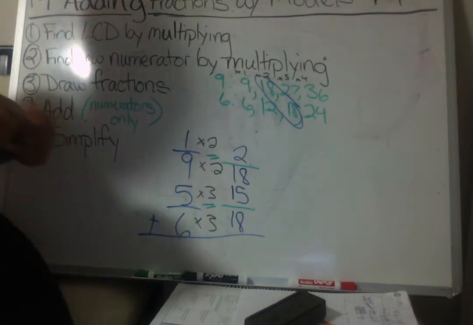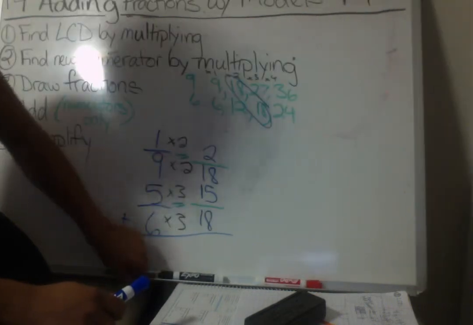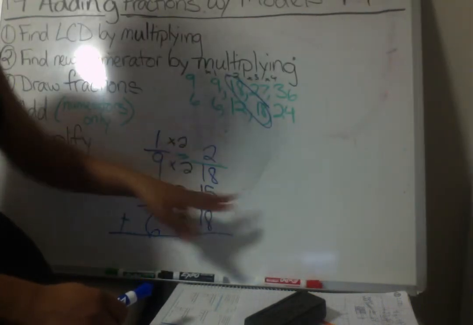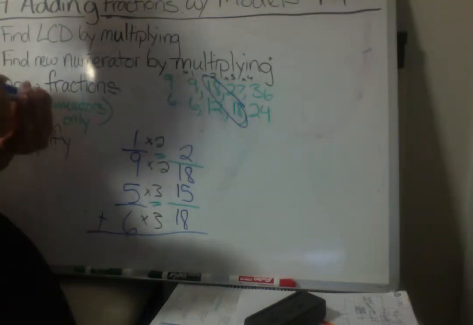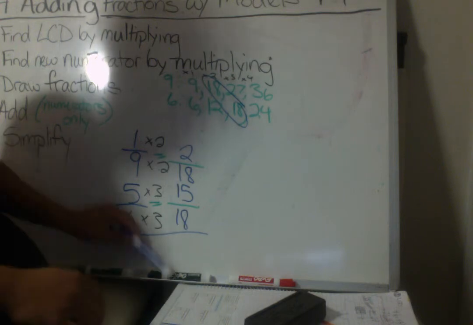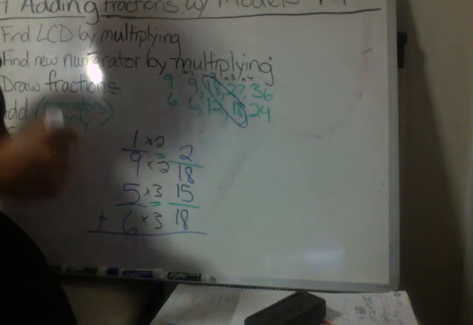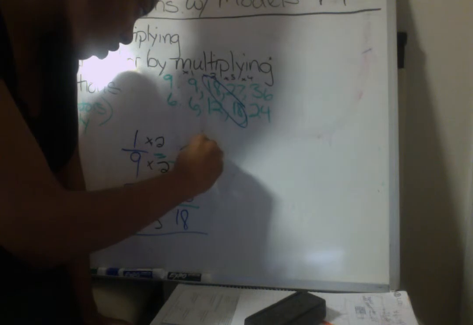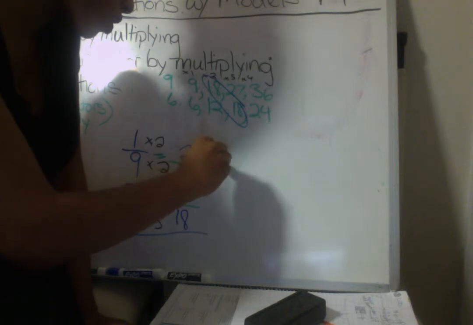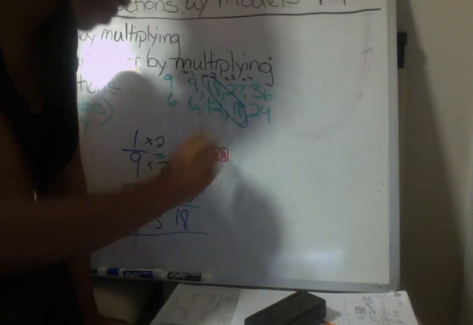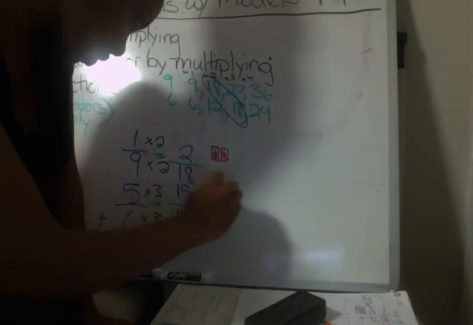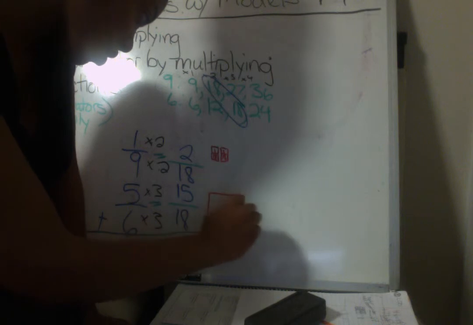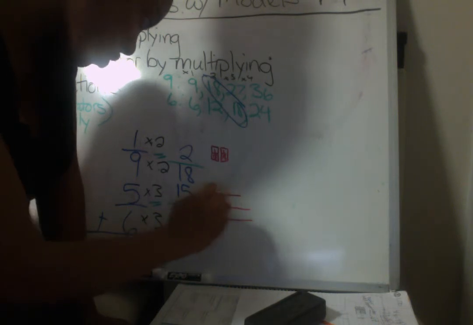Step 3 is you draw your fractions. Now here's where you have a choice. You can either draw all 18 and shade, or you can draw what you have. On this one, I'm going to draw what I have. I have 2 out of 18. So here's 1 18th. Here's another 18th. Then I have to draw 15 of them down here. It's going to be uneven.